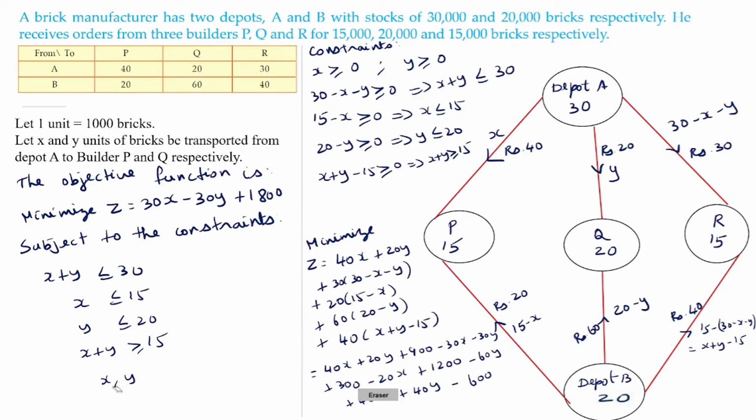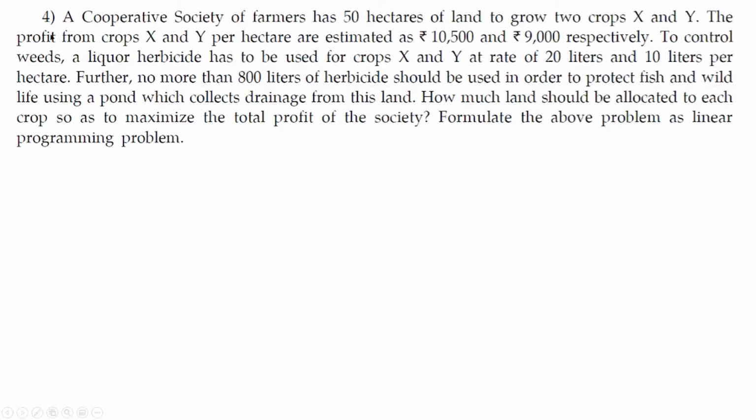Then we have the non-negative constraints: x greater than or equal to 0 and y greater than or equal to 0. So this is the mathematical formulation of this given problem. Now these things can be done in the rough. It is important to draw this diagram. So this is how we have to go about the mathematical formulation of a transportation problem. Moving on to the next question.